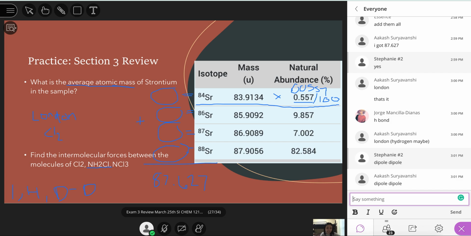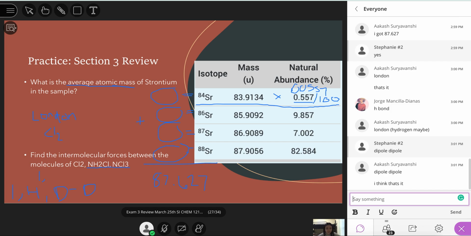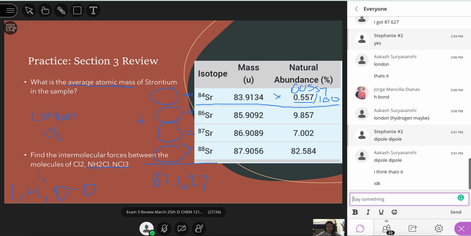What about NCl3? We have London as usual, because we already know that. What else is included, or is that it? Just London? Is there anything else included? I think that's it. Okay, do we all agree with that? It's just London forces, London dispersion? That's it? Do we all agree? You don't know? Does anyone have anything else they think?